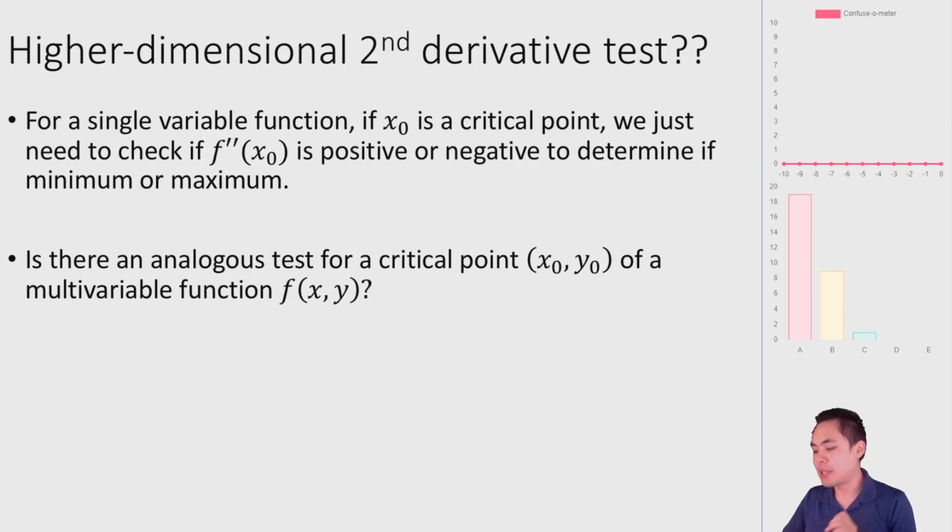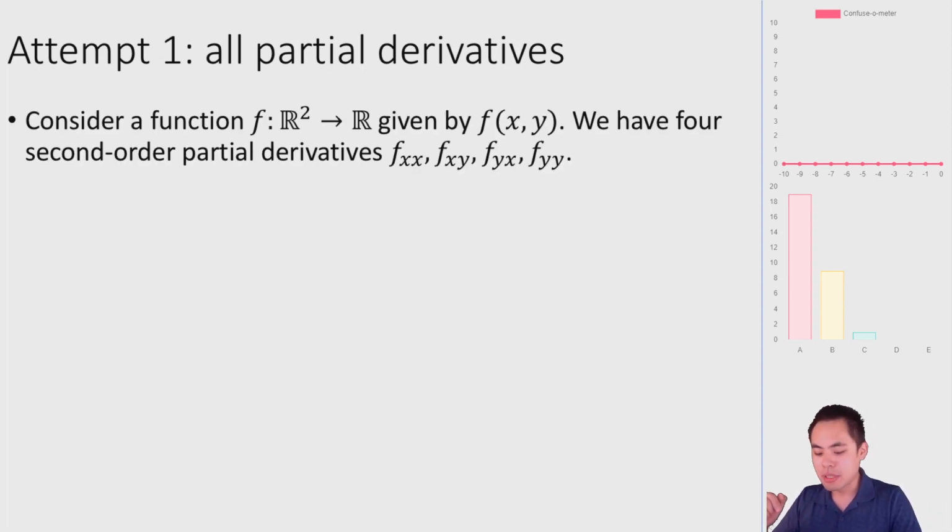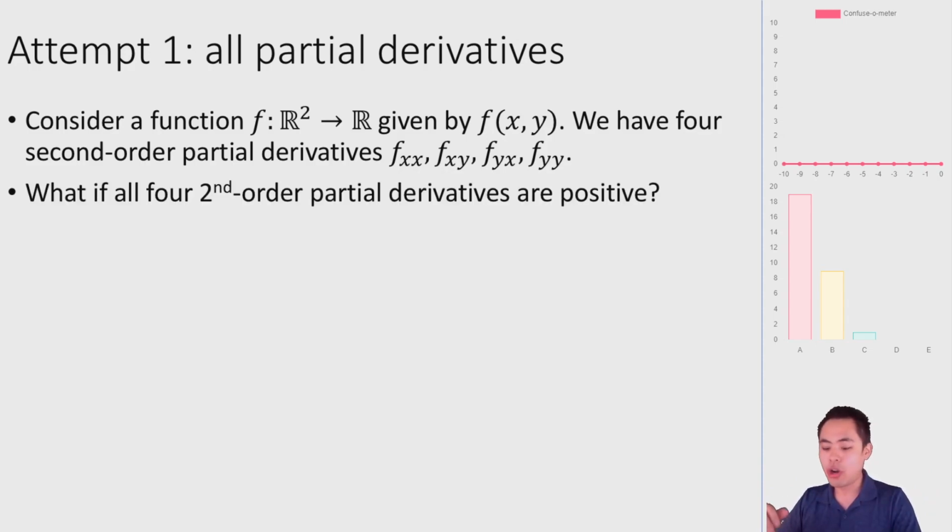So let's try something first. This is attempt 1 at getting a second derivative test. One thing you might think is, well, in the first case we said that something was a minimum or maximum depending on the second derivative. What if we just ask if all these second derivatives, because we have 4 second order partial derivatives, are all positive or, respectively, all negative?